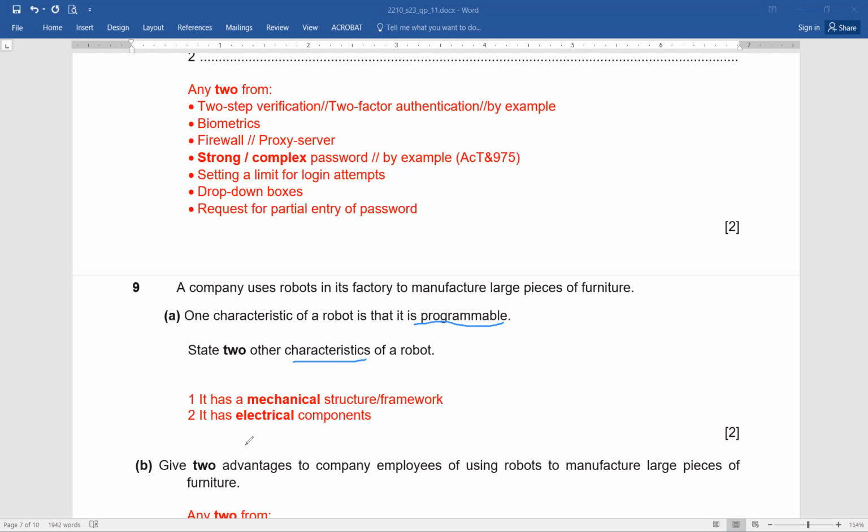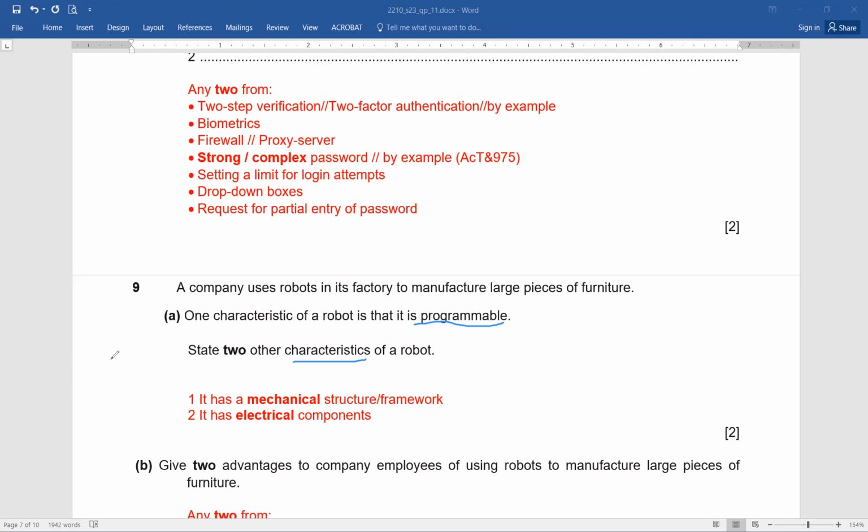So along with these, what you have learned are actually the 3 characteristics: programmable, it has some sensors and is able to sense the surroundings, and the third one is it is able to move. It has some degree of movement. So mechanical structure and electrical components deal with the movement, and you can talk about it being able to sense the surroundings. In this manner, you can easily score 2 out of 2.